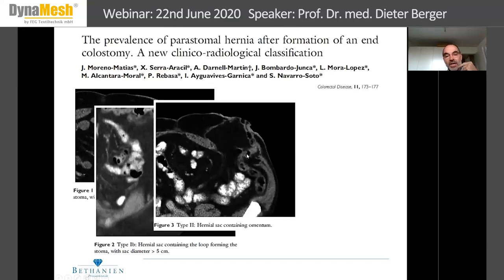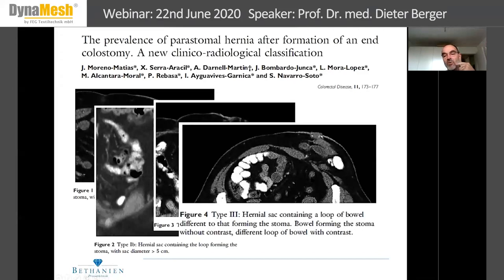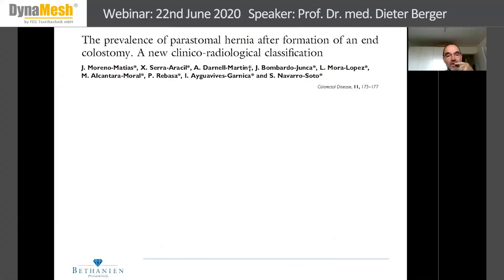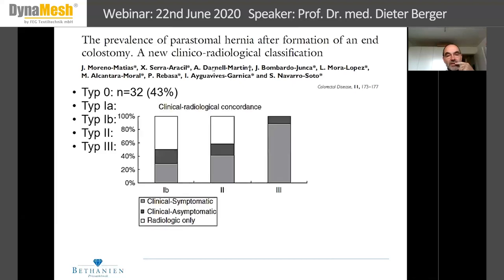Type 2 is a subcutaneous prolapse and additionally prolapsed fatty tissue like omentum. Type 3 is the stoma loop and other kinds of intestine which are prolapsed through the dilated crescent. And this is the normal aspect of a stoma without any hernia or subcutaneous prolapse. The important thing is that the patients with the subcutaneous prolapse are symptomatic in about 25%.